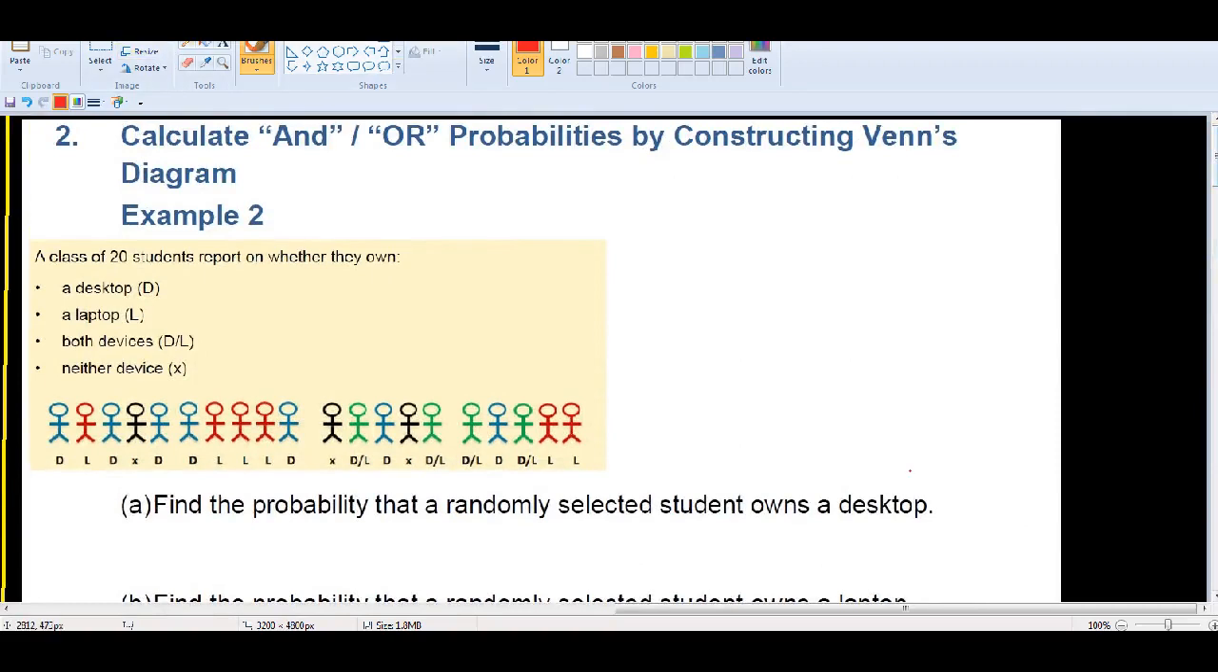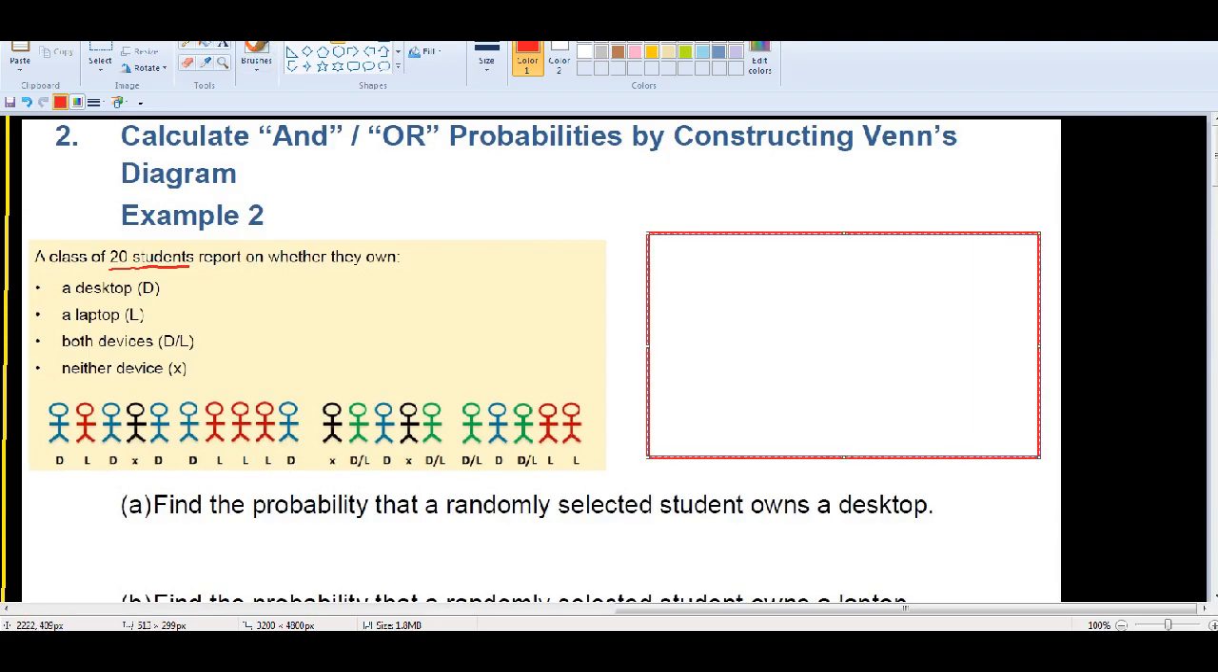Before we construct the Venn diagram, the first number you need to know is the total number. Always get the total number first. So how many of them? When you count 1, 2, 3, 4, 5, 6, 7, 8, 9, 10, and another 10 here, that should be 20, because it says so. So there are 20 students and you need to draw a Venn diagram.